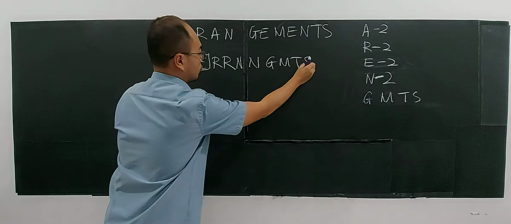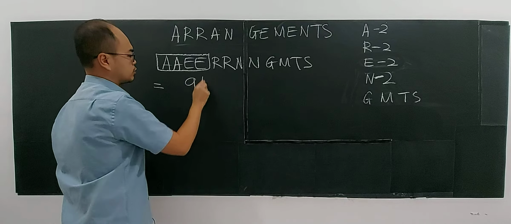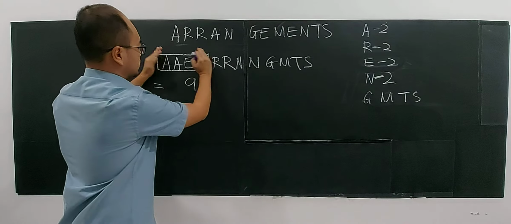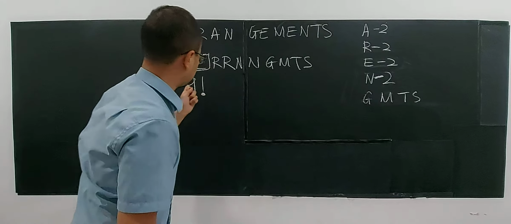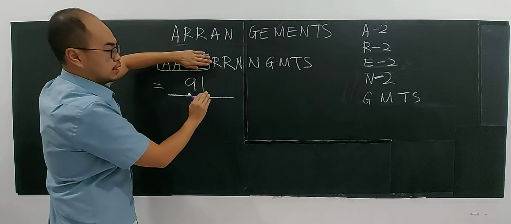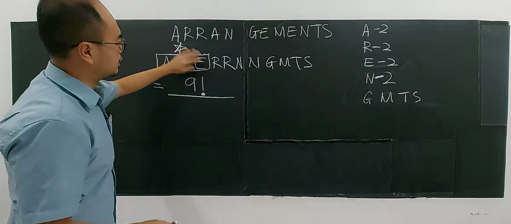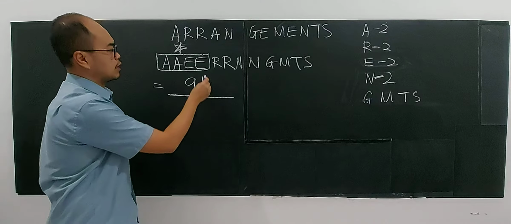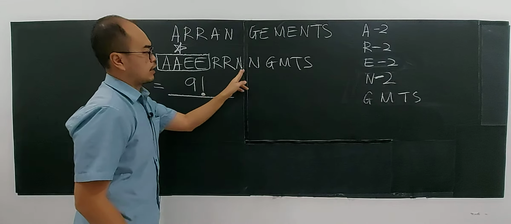So in total you have 1, 2, 3, 4, 5, 6, 7, 8, 9. That is 9 factorial, because this is assumed as 1, then 2, 3, 4, 5, 6, 7, 8, 9. Now I consider this as another letter, I put it as a star, arranged together with all the others. So 9 factorial divided by 2 factorial, because only this 2 is repeated, R R and N N.